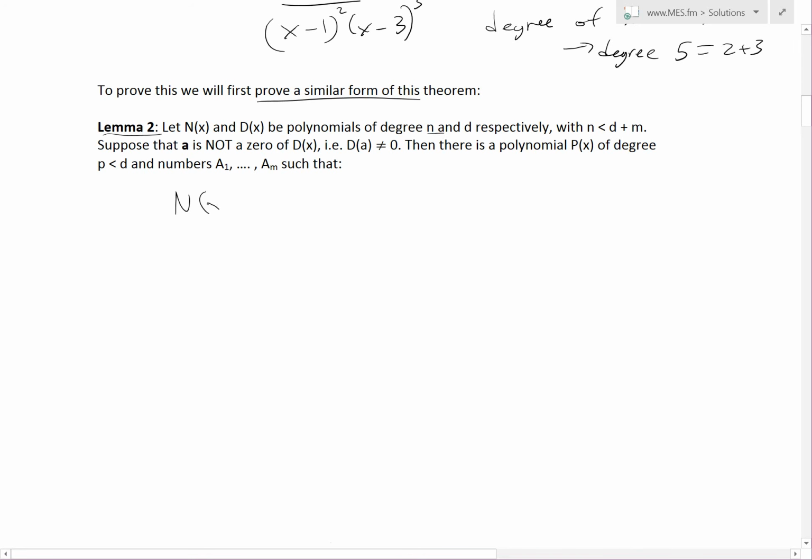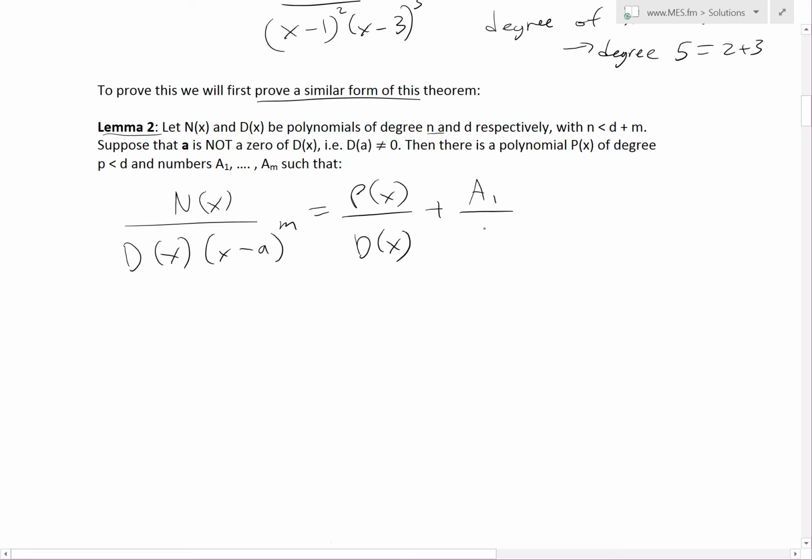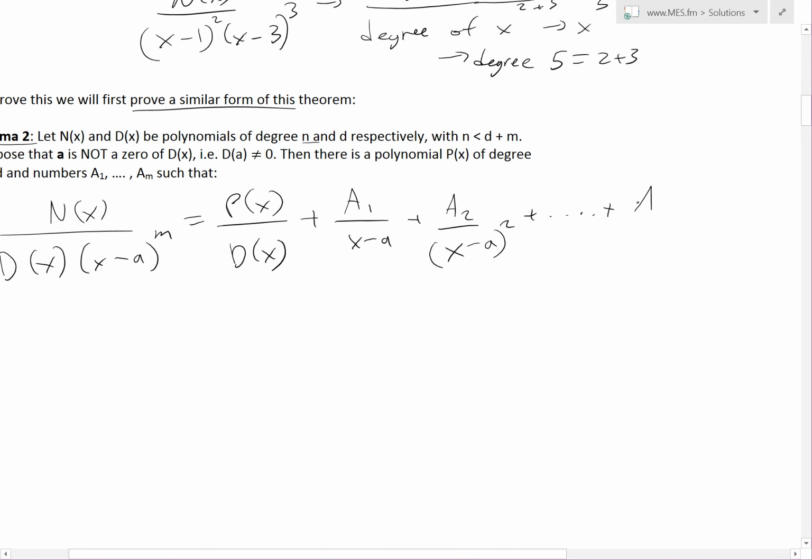So this lemma states that if you have all these conditions, then n over d of x times x minus a to the power of m equals p of x over d of x, plus a1 over x minus a, plus a2 over x minus a squared, plus all the way until we get am over x minus a, with the power of m right there. And then we just have to prove this lemma.